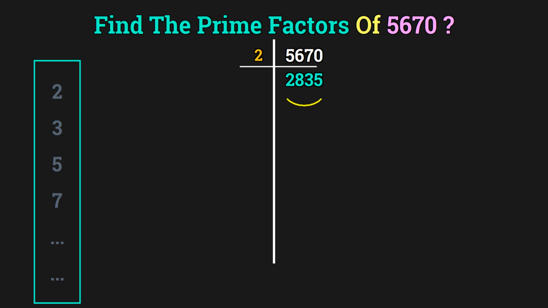Dividing 2835 by 2, the result is not integer. Since the result is not integer, so we will try to divide by the next number.